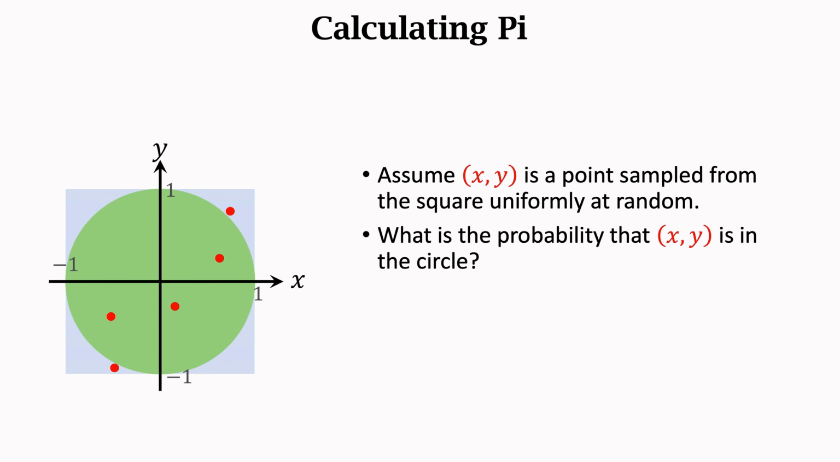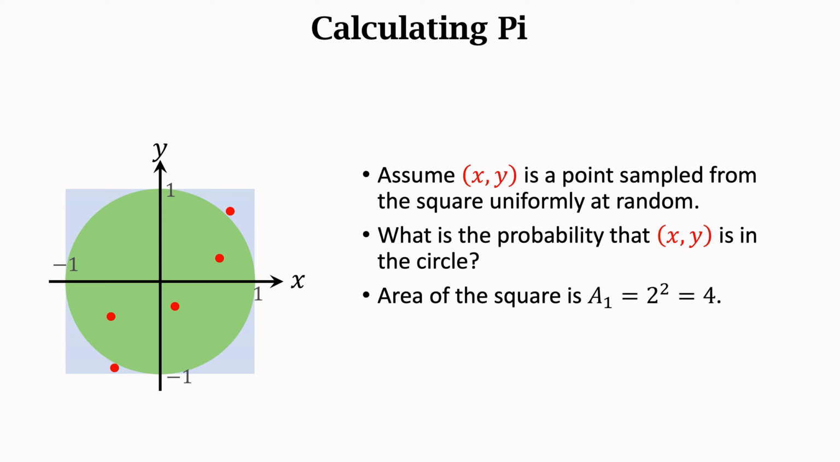Think of this question. What is the probability that point xy is inside the circle? Let me ask the question in another way. If 1 trillion samples are randomly generated, then how many will fall inside the circle? Because the points are uniformly sampled, the probability is the area of the circle divided by the area of the square.